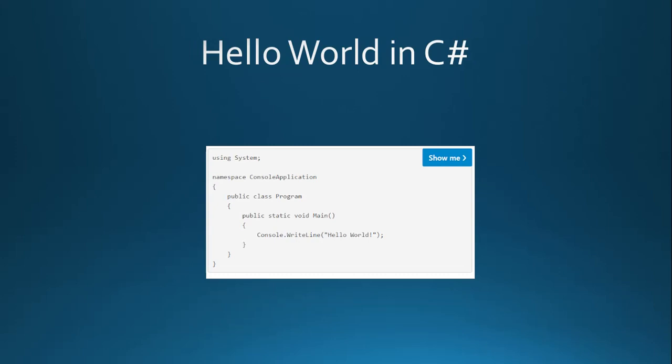In case of C sharp, you need to again import the package system, then create the namespace, then create a class program, and then inside class program you need to create or develop a main function. Under that you will write console.writeLine, and then you will print hello world. So you write 10-11 lines to just print hello world.